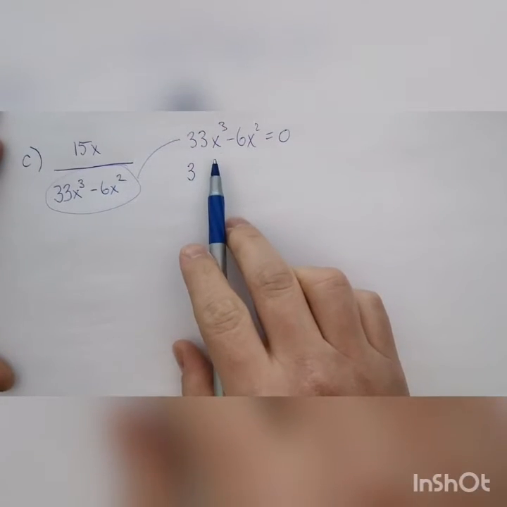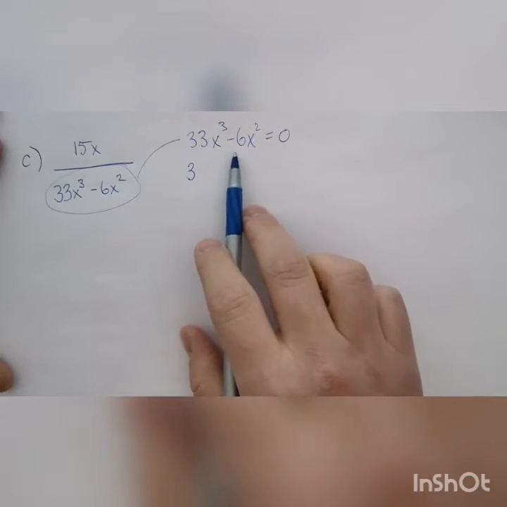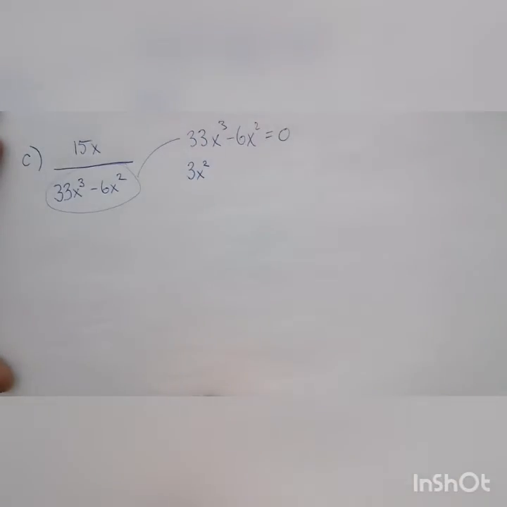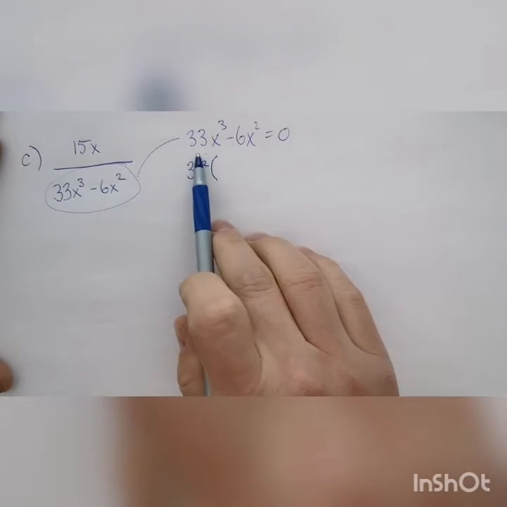Next, look at the x's and see if anything's shared. They each have x squared. Okay, take the highest power of x that is common to all terms. That's what we factor out. Okay, so we're going to divide 3x squared out of both of these guys here.